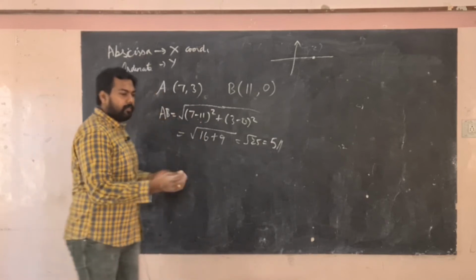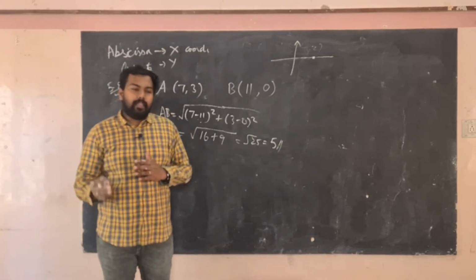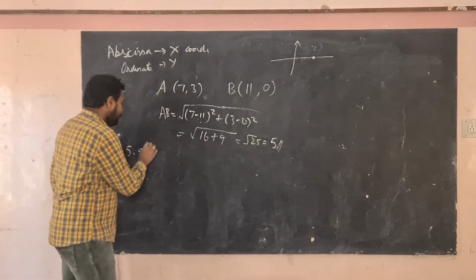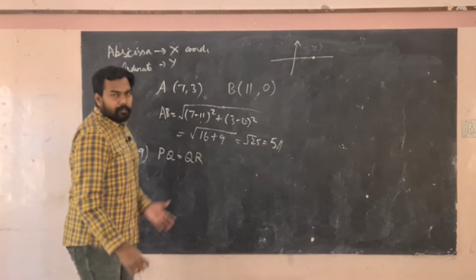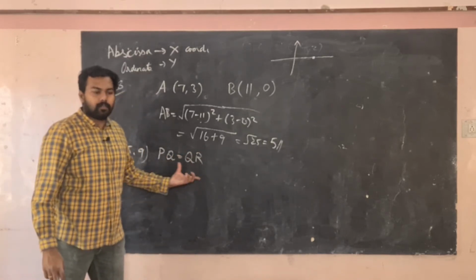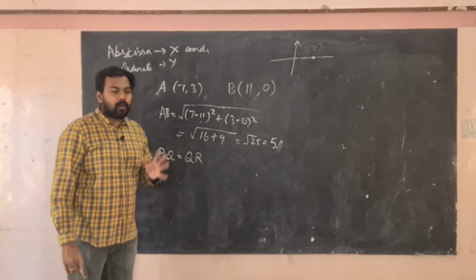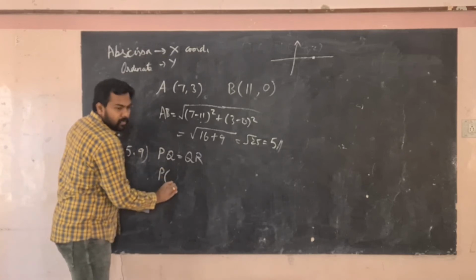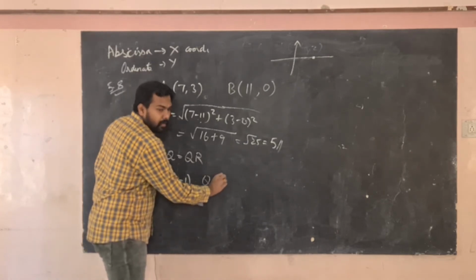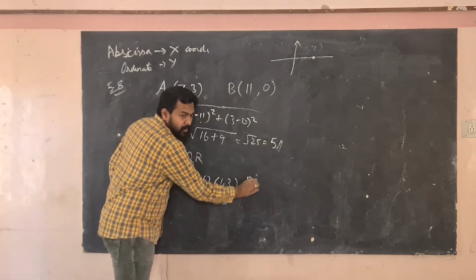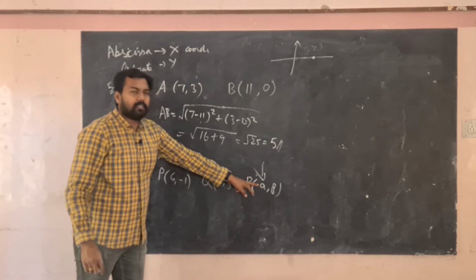Next question is 5.9. Example number 5.9. Find the value of A such that they have given us PQ is equal to QR. PQ distance equal to QR, they said. Such that PQR are points whose coordinates are, they said. So P, what did they give? 6,-1. Then Q, what did they give? 1,3. In R, what they gave is A,8. This A is what they have asked us to find. They have asked us to find what is the value of this A.